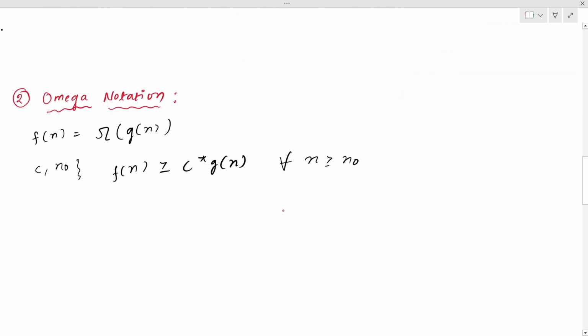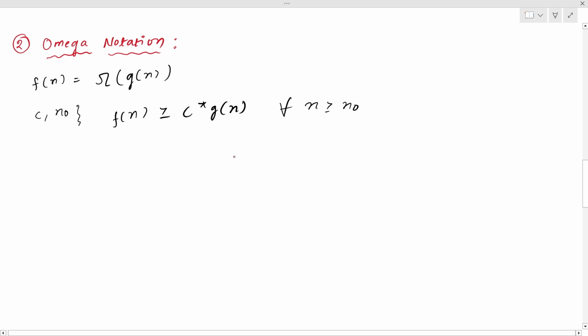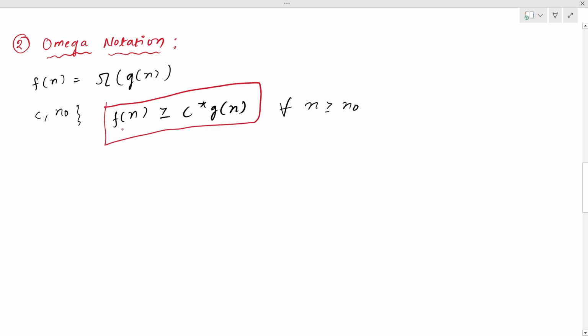Let us learn about omega notation. Omega notation is also similar to big O notation, but there is a change of condition. You can clearly observe here, instead of less than or equal to, here we have kept greater than or equal to. So that is the idea of this omega notation.